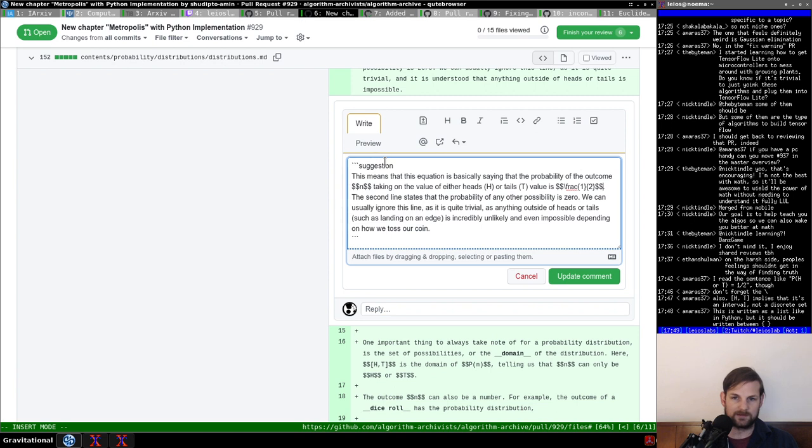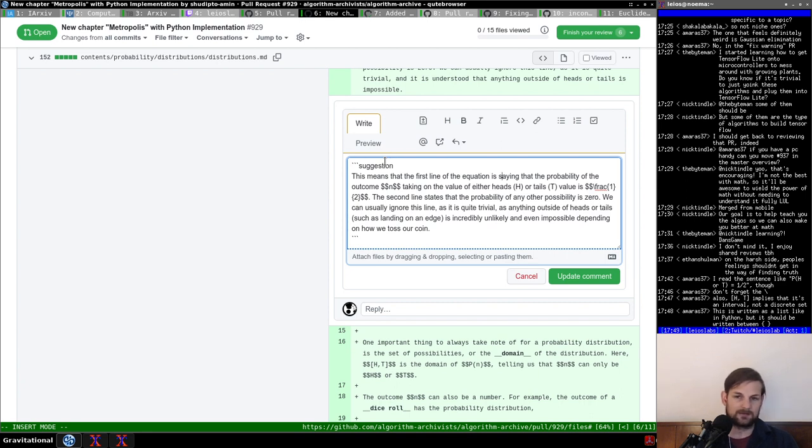This means that the above equation is basically saying that the probability of the outcome n taking on the value of either heads or tails is 1/2. One second, pressing the wrong button. Okay, this means that the first line of the equation is saying that the probability of the outcome n taking on the value of either heads or tails is 1/2. The second line says that the probability of any other possibility is 0.